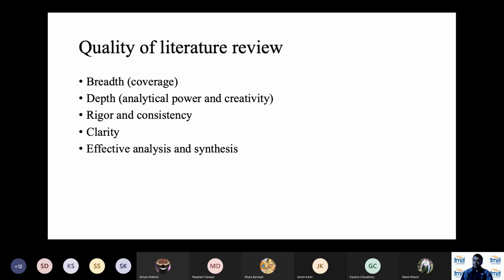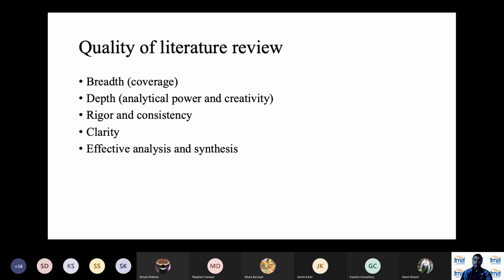Depth, analytical power, and creativity means on which level you are going to explore the knowledge. Okay, if it's of an exploratory nature, or a descriptive nature, or an explanatory nature, in what depth you are going to analyze your research or review that literature. Rigor and consistency: the content that is related to your research should be of similar content. Clarity: the literature that you have reviewed should be clear enough to give some idea regarding your research process and research method.